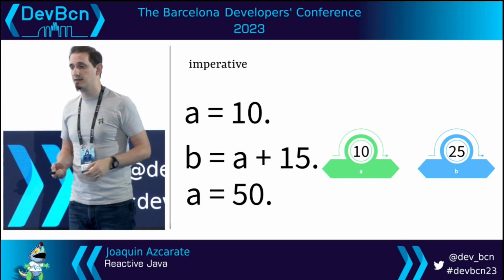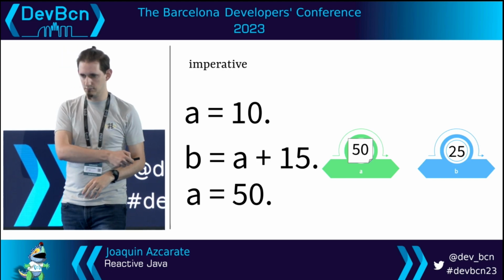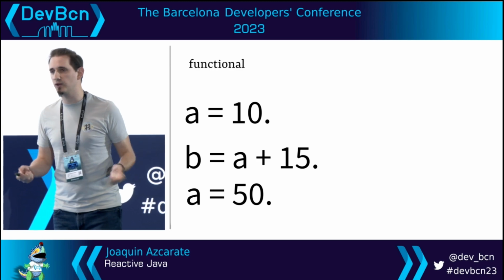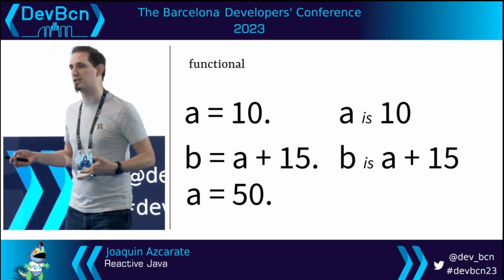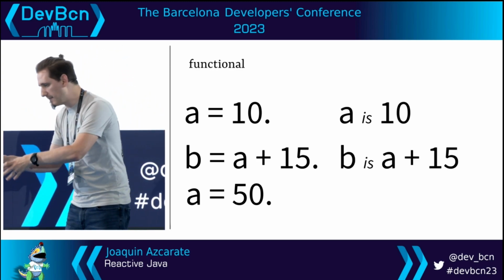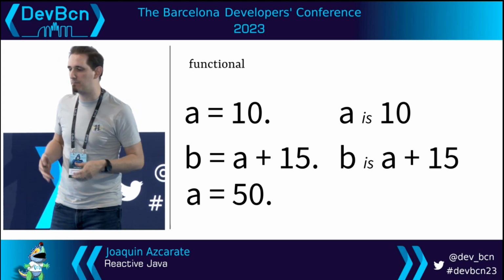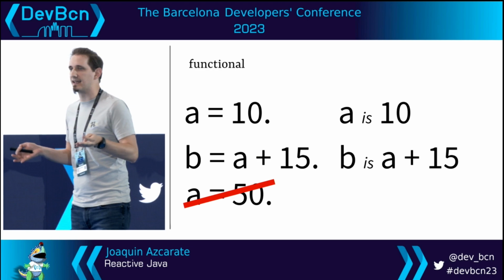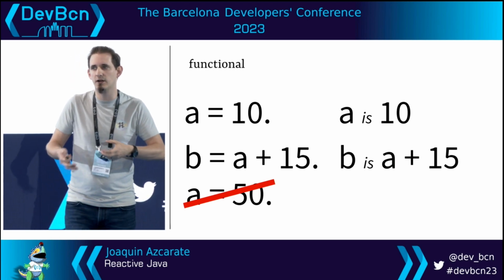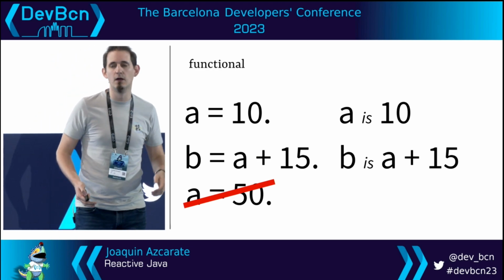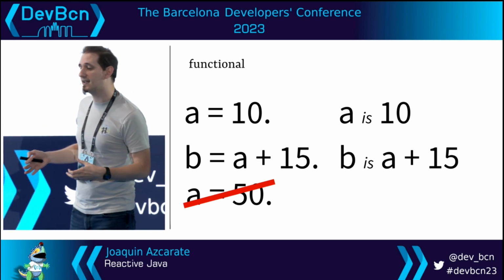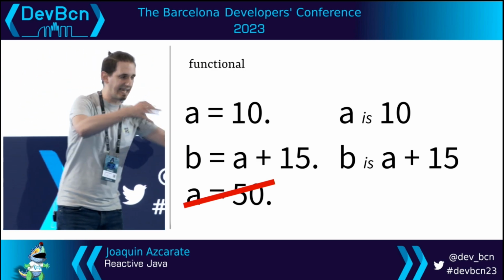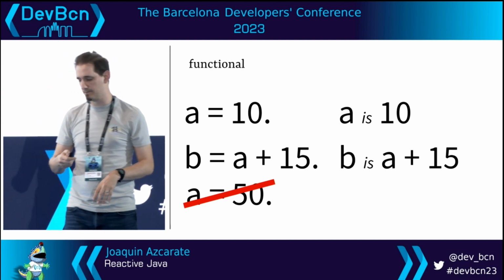In contrast, in functional programming, when we say equals, we actually mean that is a statement, not get the value and put it in the memory, right? A is 10 and B is A plus 10. A is 50 makes absolutely no sense, like A was 10. And this is where immutability sort of might come from. But the idea is that the equal sign in functional programming means an is statement rather than get the value and put it somewhere in memory.